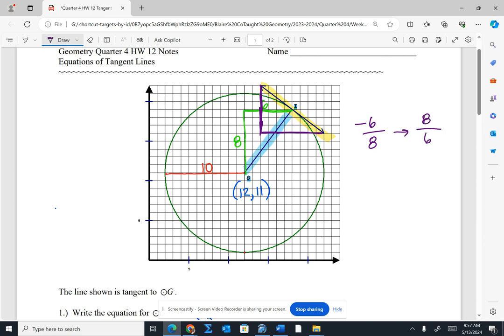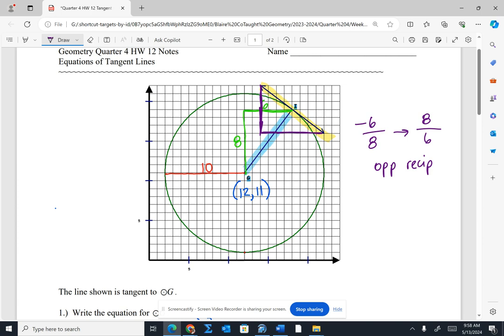I just realized that's something that we learned earlier this year. Those are opposite reciprocal slopes, which means that they're perpendicular to each other. If you look at my yellow tangent line and my blue radius, do you see that they make a perfect T? They make a right angle. They are perpendicular to each other, and that will actually always happen every time that you draw a tangent line and you draw a radius to that tangent line. They're always going to be perpendicular to each other.